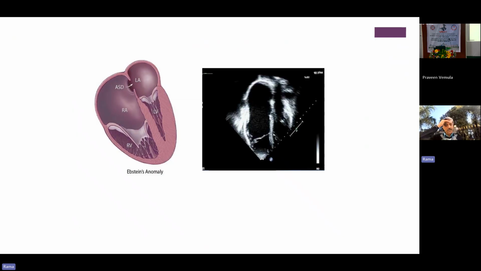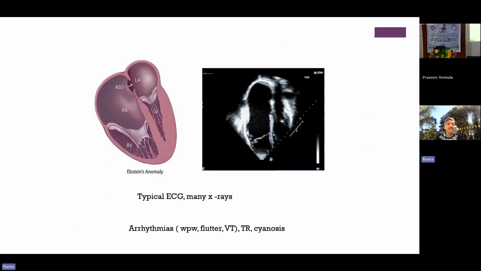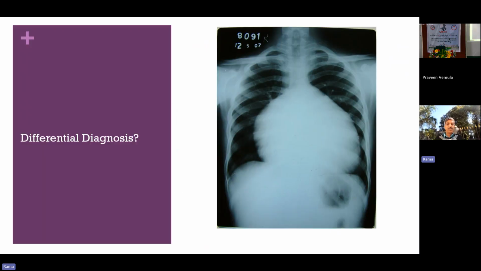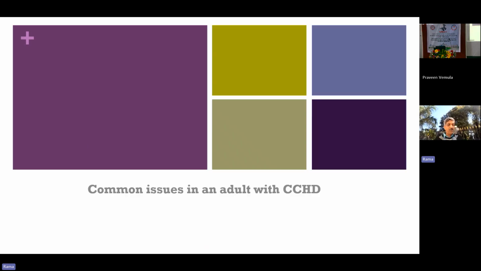So I think I come to the end. Epstein anomaly, I won't be discussing in detail. It is something we can have for some other class. It has a typical ECG and many X-rays, and a lot of arrhythmias are now associated. This is a very classical X-ray that is found. Maybe I will be sharing these slides with Prayag anyway, so you can have a look at this slide. For want of time, I won't be going into the detail of all this.